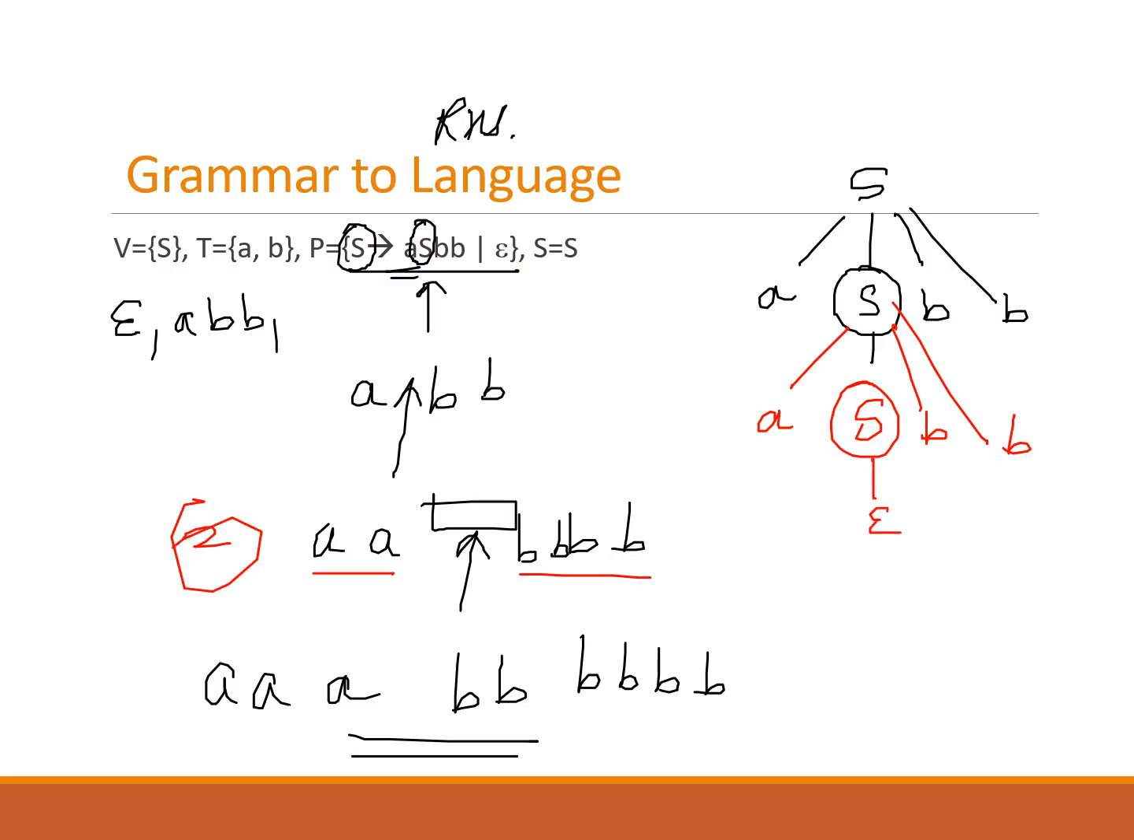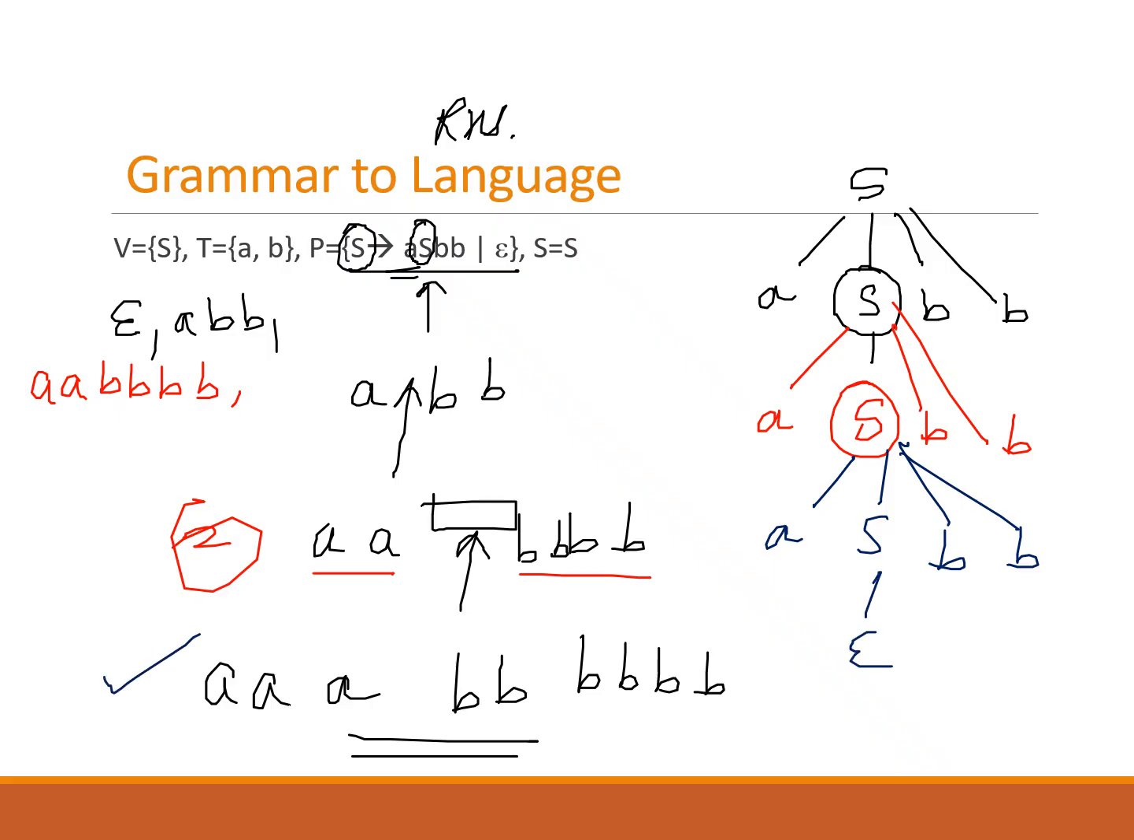And then I make this epsilon. So we have AA and 4 times B. Again, instead of this epsilon, if we take another option here, so the next option is again ASBB. Making this epsilon, here is the string 3 times A and 6 times B.